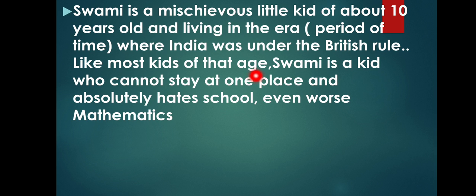Like most kids of that age, like Swami, who is 10 years old, Swami is a kid who cannot stay in one place and absolutely hates school, even worse, mathematics. So that means how other kids of 10 years usually behave: they don't like to sit in one place. They're always up to some mischief, always up to some planning. They don't want to sit in one place. They just want to play, roam here and there, wander aimlessly. So this boy, Swami, is not different from these boys. And one more special thing given here is that he hates school. He doesn't like to go to school. And importantly, he hates mathematics the worst. Among all the subjects, he hates mathematics.